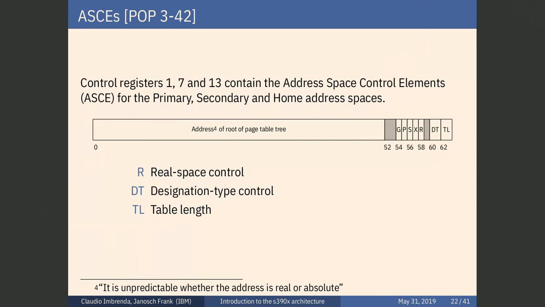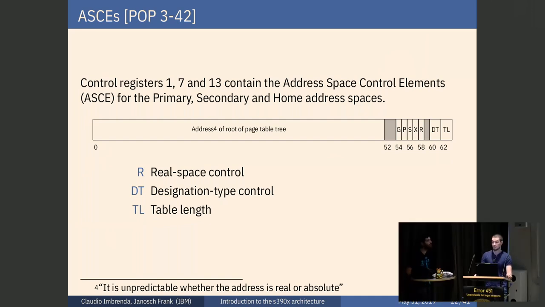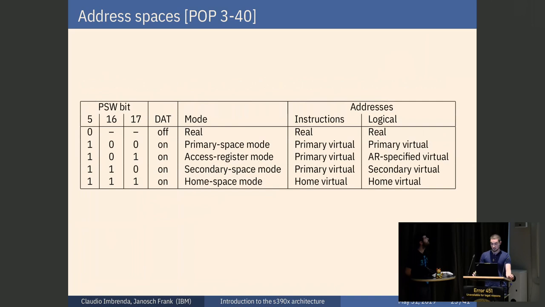So we have how many spaces? 3, more or less. They have a designation type, which tells you which region table or segment table or which table comes as the first table. So we can actually only have 2 tables if we want to. We can just have 1 segment table and a page table, or we can have 1 segment table and huge page entries, and then we only have 1 table. Quite nice. So we have 4 address spaces.